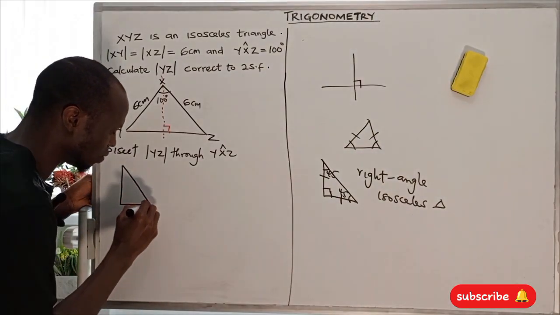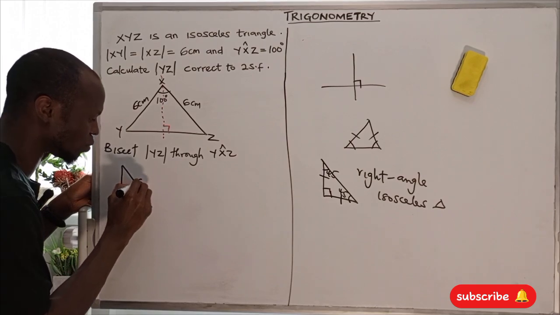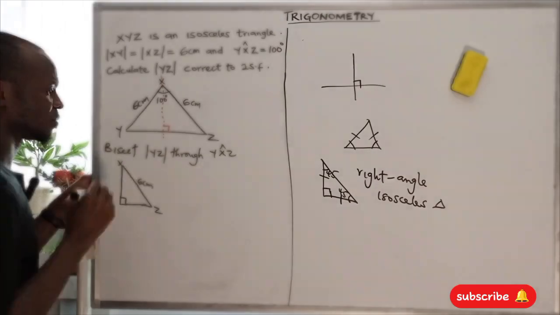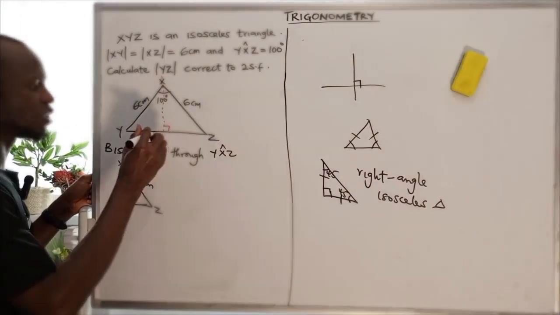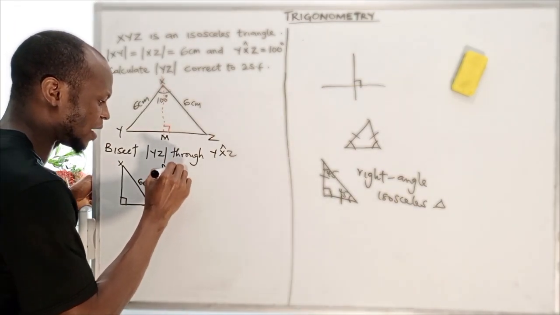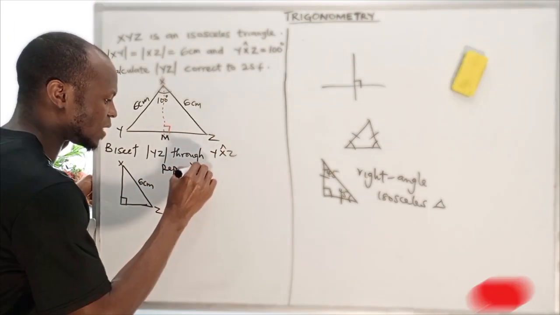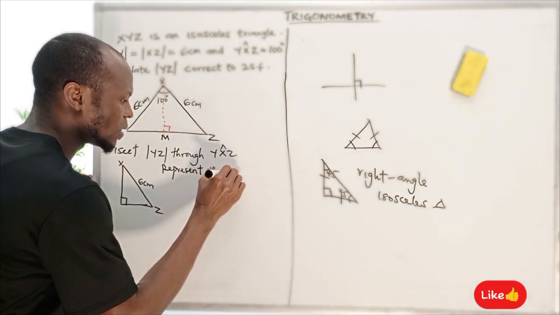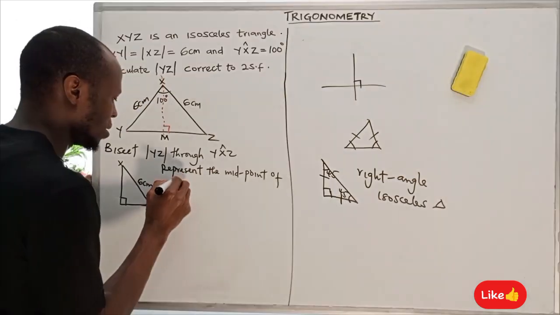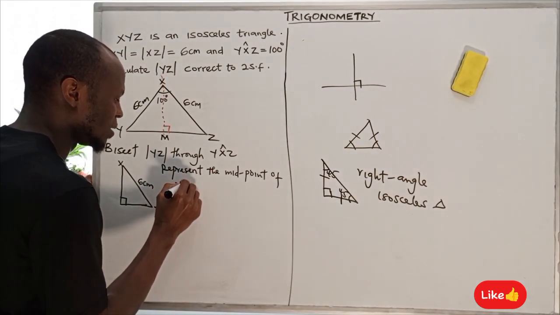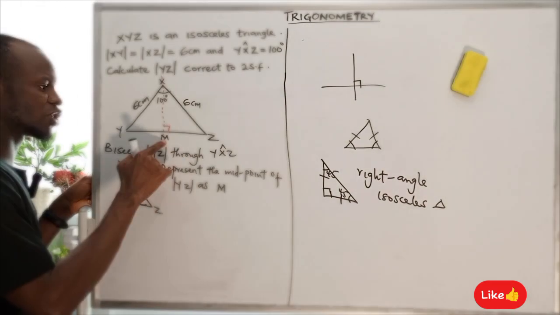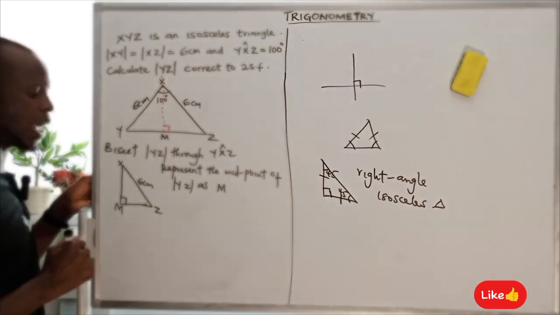I have this right angle whereby I know this place to be 6 centimeters, all right? I know this place to be Z. I know this place to be X. I don't know this side. I can name this place M by saying, represent the midpoint of line YZ as point M. If I represent this point to be M, automatically this place will be what? M.